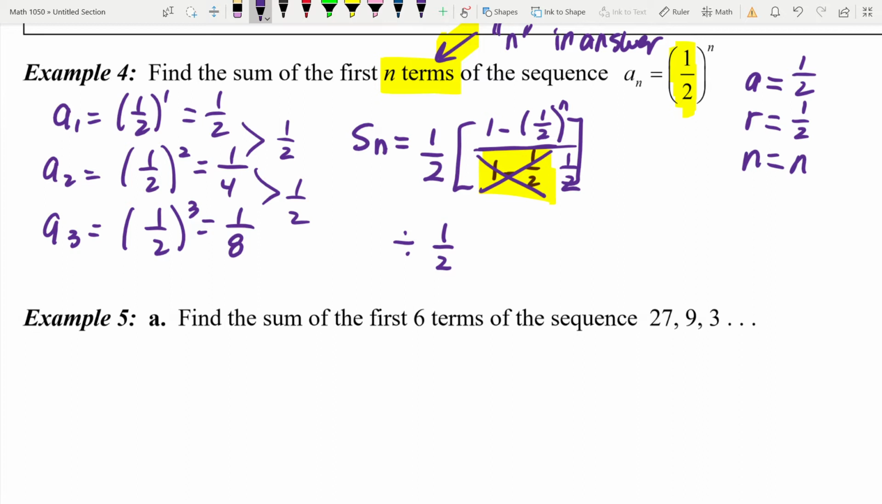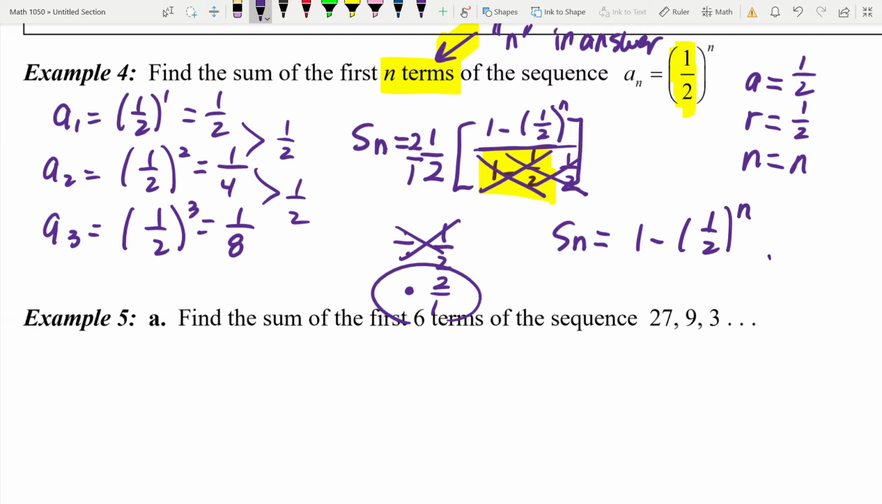Dividing by 1/2 is the same thing as multiplying by, tell me everybody, 2/1, right? Flip it upside down. So now I'm going to take that thing that I'm multiplying by, and I'm going to put it right there. I'm going to multiply the front by that. So this guy I already took care of. I put it right there. 2/1 times 1/2, that just goes away. So my final answer is 1 minus 1/2 in parentheses to the n power.